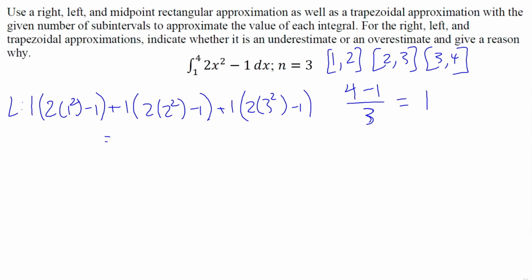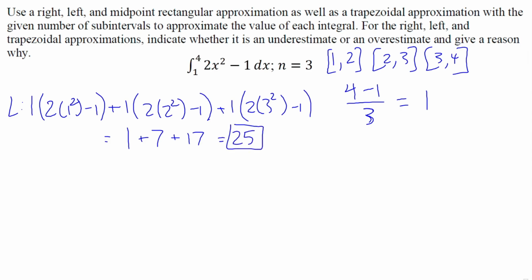So the first one here, we've got 1 times 2 minus 1, that's just 1. Then we've got 2 squared is 4 times 2 is 8. 8 minus 1 is 7, so 1 plus 7. And then we've got 3 squared is 9 times 2 is 18, minus 1 is 17. And so we have 1 plus 7 plus 17, which is 25.